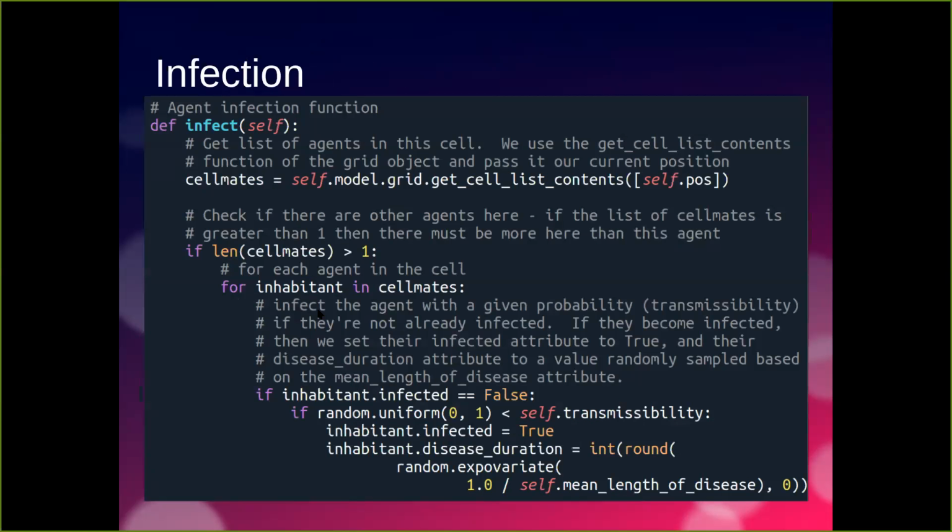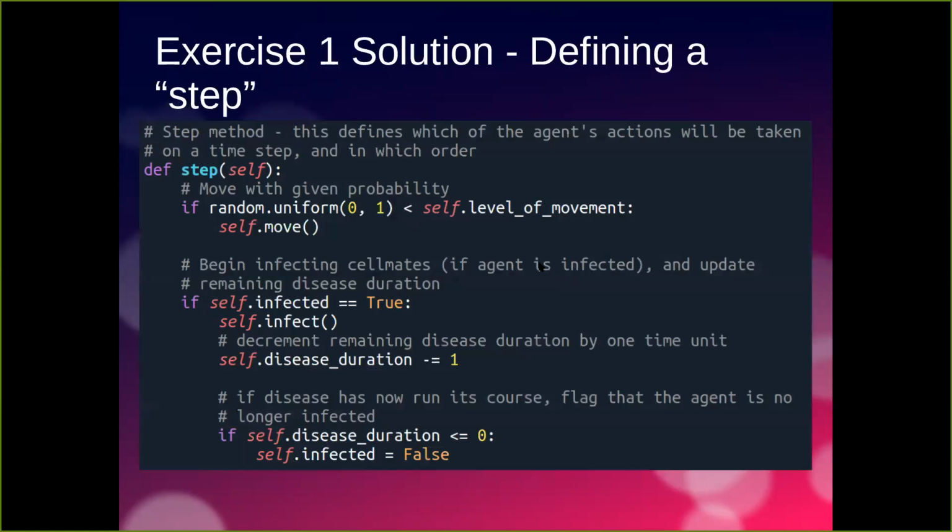If that is true, then call the infect method, the one we wrote back here, which tells it what to do, and that will go through and check if anybody else is in the cell, and if they are, then randomly infect them. Then we need to decrement the remaining disease duration by 1 time unit because they've got 1 day better. So I'm going to call on the disease duration attribute of myself, and reduce that by 1. Remember, this is shorthand for self.disease duration equals self.disease duration minus 1, but we can use this convenient shorthand. And of course, if the disease has now run its course, we need to flag up that the agent's no longer infected.